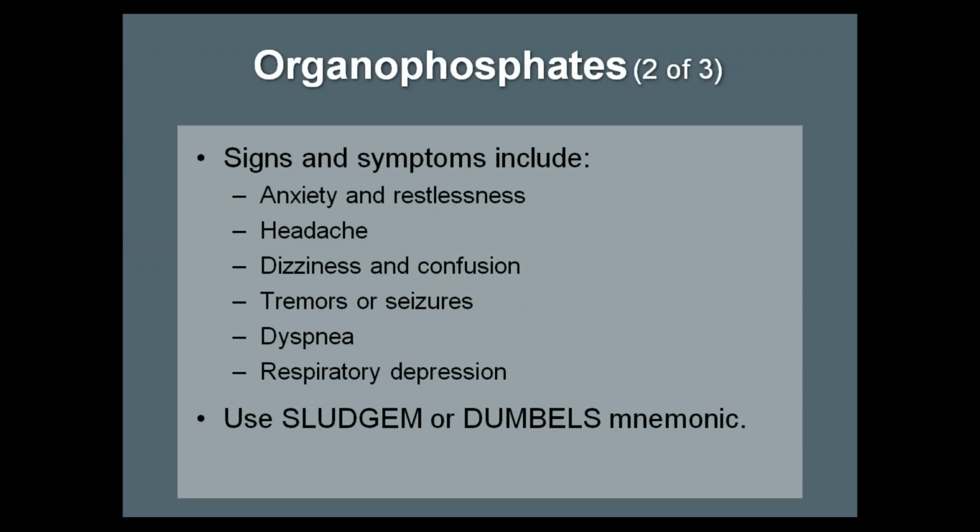There are a couple of mnemonics that will help you identify organophosphate. SLUDGE, EM, or DUMBBELS. See if I can remember the SLUDGE: salivation, lacrimation, urination, defecation. You're going so well, Shane. GI, it's like a GI upset or something like that.